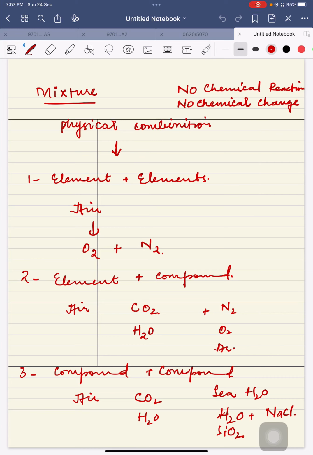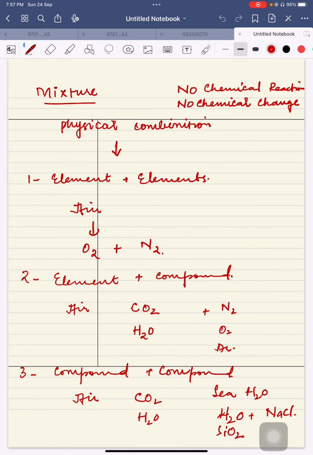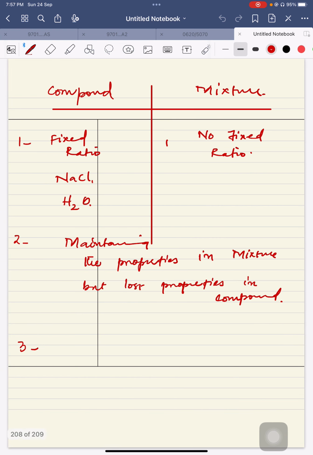Hey guys, we are back here with the continuation of the same topic: elements, compounds, and mixtures. We have invested so many short videos on this, and in the last video, we just discussed mixtures and how we can differentiate between a mixture and a compound. A compound has a fixed ratio of its components, a mixture does not have a fixed ratio of its components, and components of a compound do not maintain their properties, whereas mixture components maintain their properties.